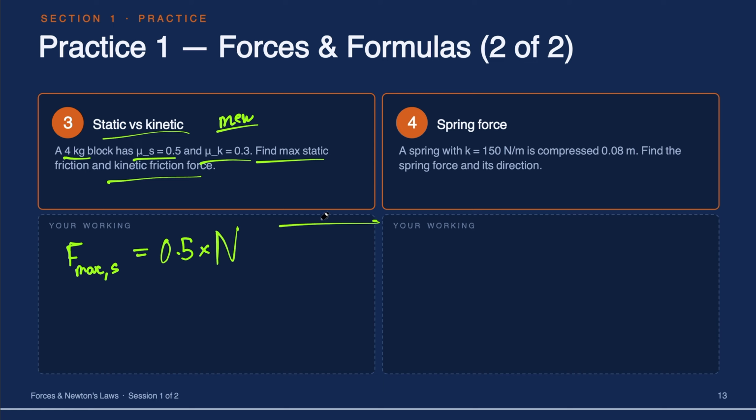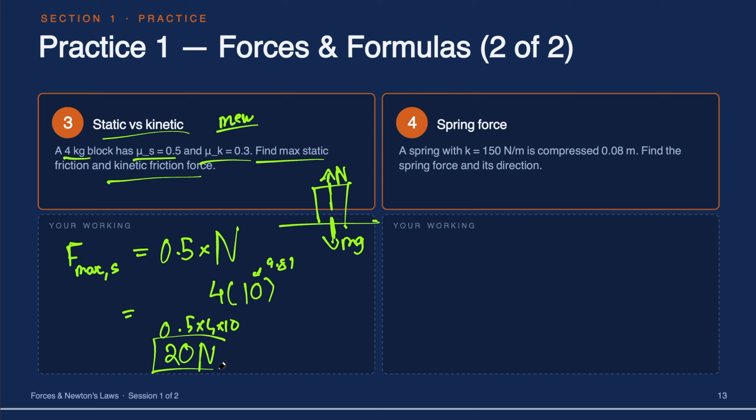If the block is just on a plane surface, which is what you should assume here, then if mg is the force pulling it down, normal is going to be the force matching that force. So normal is just going to be mg, right? Which is just 4 times 10, approximating 9.81. 0.5 times 4 times 10, that's 2 times 10, which is just 20 newtons. Okay, that's the static friction.